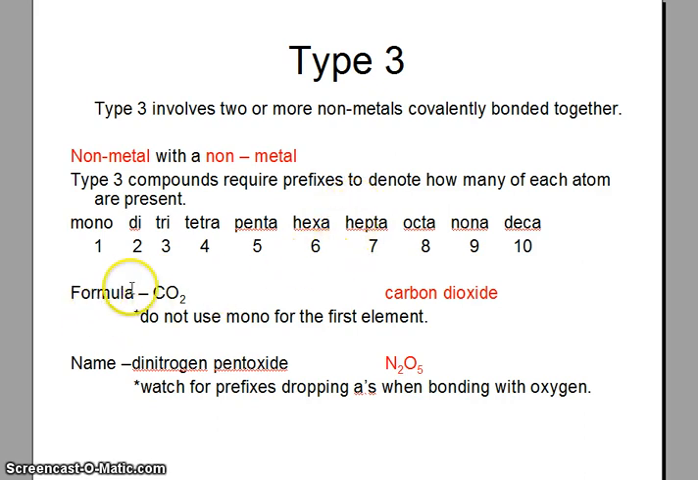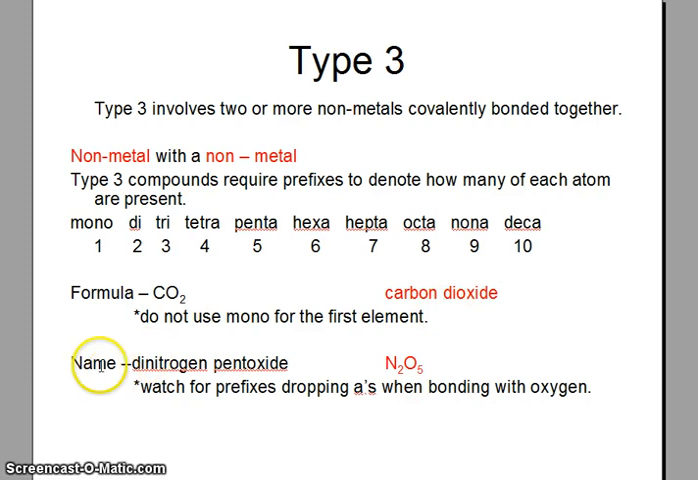Now, one that you're familiar with, here's a formula here of CO2. CO2 is the greenhouse gas, carbon dioxide. Notice that the 2 here is represented by the prefix di. Also, do not use mono for the first element. If there's just one atom of the element at the beginning, you don't say mono carbon dioxide, you just call it carbon dioxide, okay?